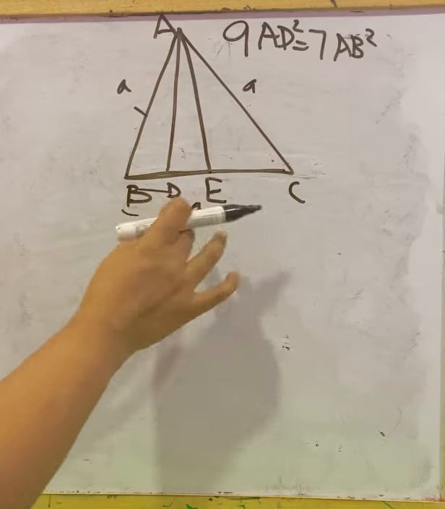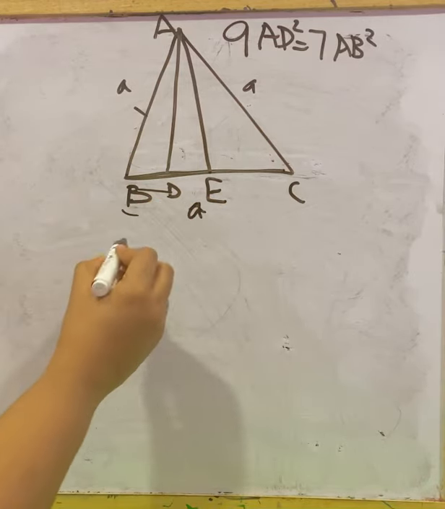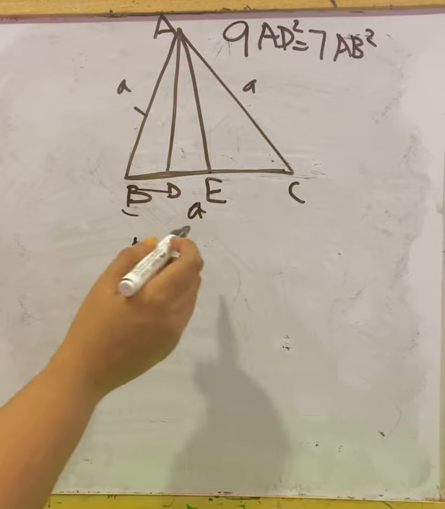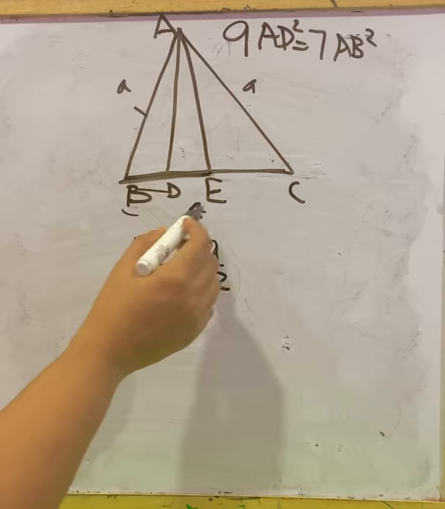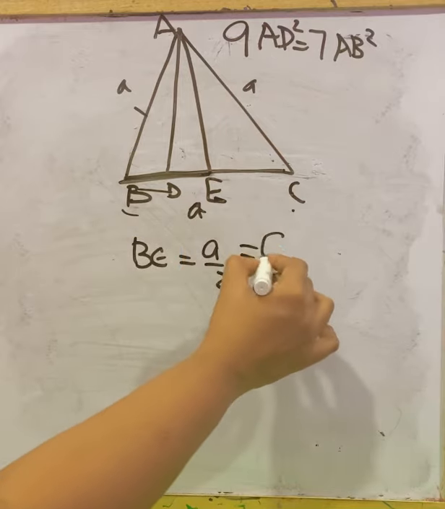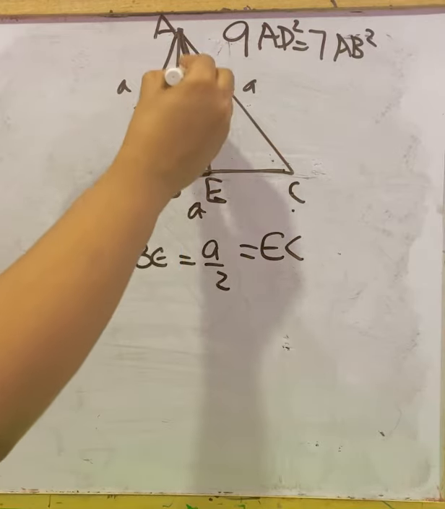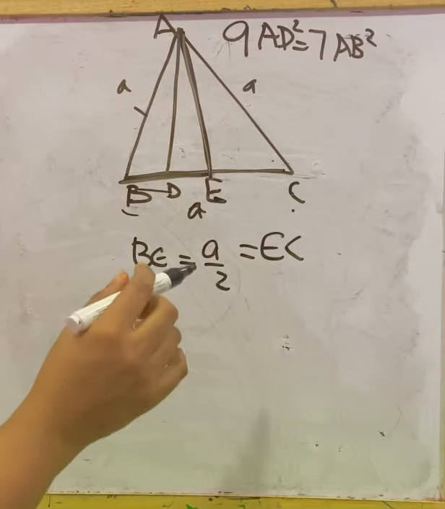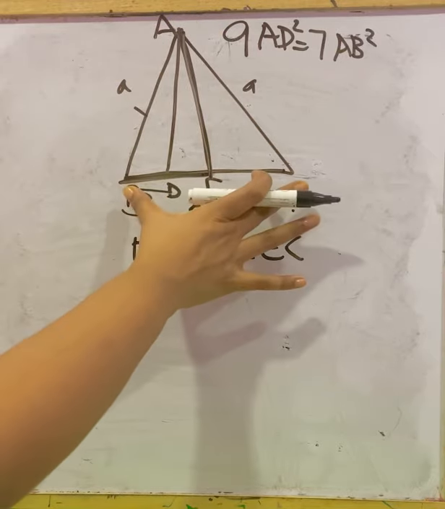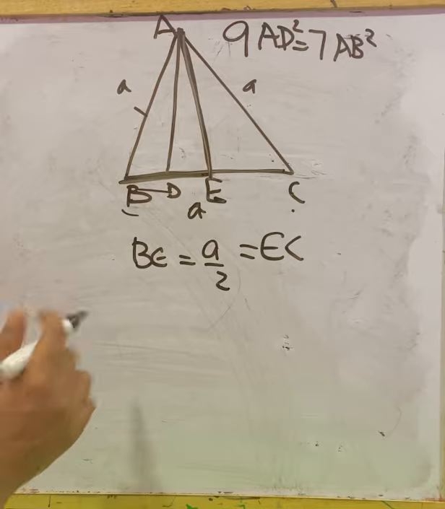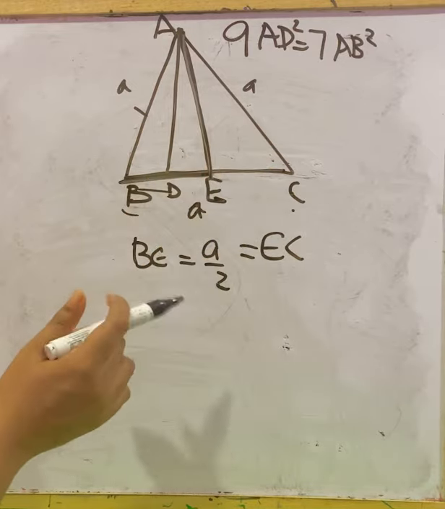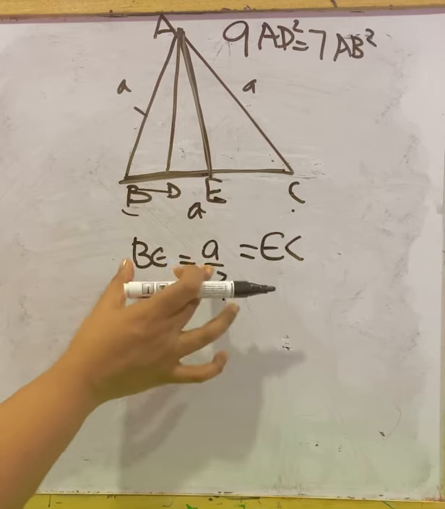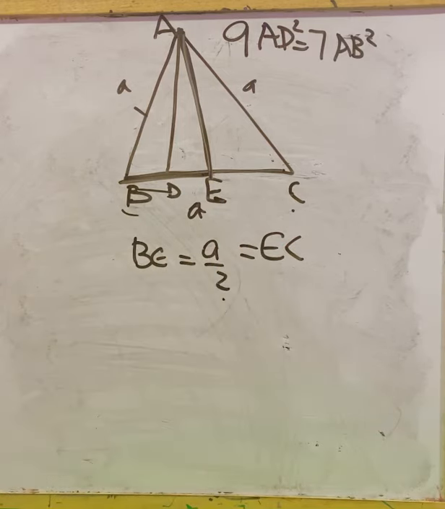Total length be A. So BE equal to, that is this BE length, will be A by 2. Also, it is equal to EC. Here, this is the altitude, and in an equilateral triangle, altitude divides the third side into two equal parts. That is why the third side is A. So two equal parts means A by 2. BE is A by 2, EC is A by 2.